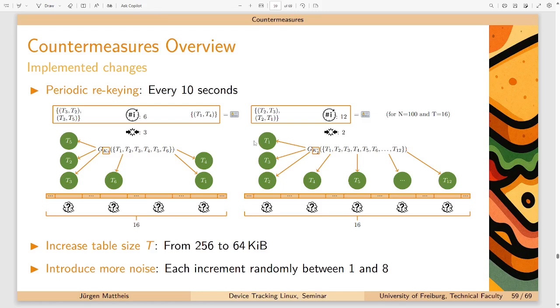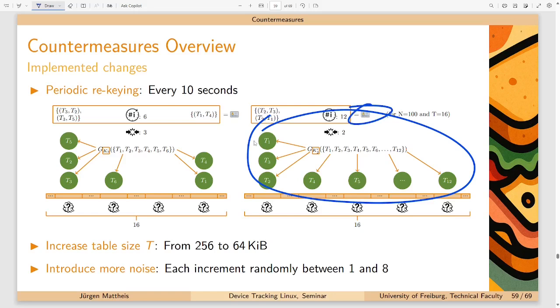The authors of this paper worked together with the Linux kernel developers, and they implemented three changes. They implemented periodic rekeying, every 10 seconds. Rekeying means there is a different structure of hash collisions, and by this, of course, a different device ID. And then this whole algorithm doesn't work anymore, at least over time, not over space. If you're able to make this attack in less than 10 seconds, it's still possible.